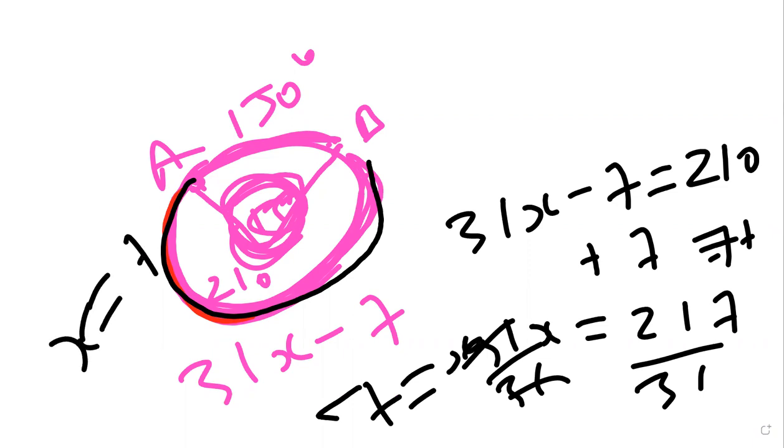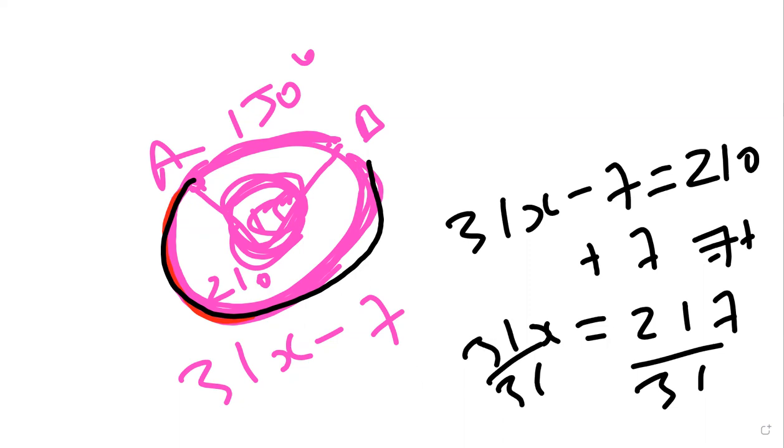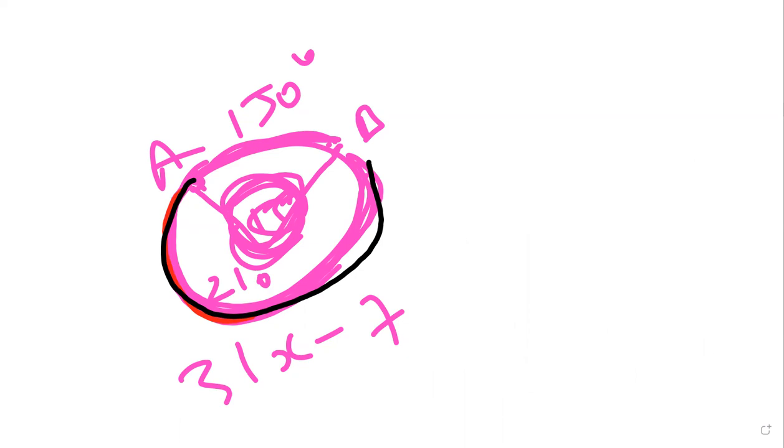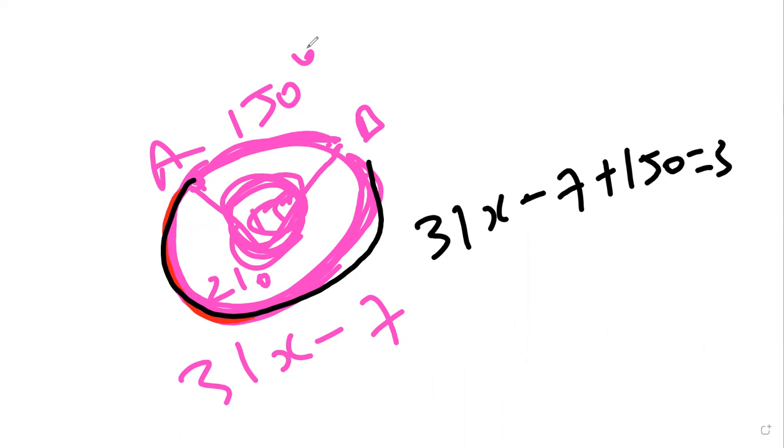That's just one way of doing it. Let's look at another way of doing it. Another way is simply adding the minor arc and the major arc and equating it to the revolution, which is 360. So I could say this is my major arc, 31x minus 7, plus the minor arc, which is 150, should be equal to 360.